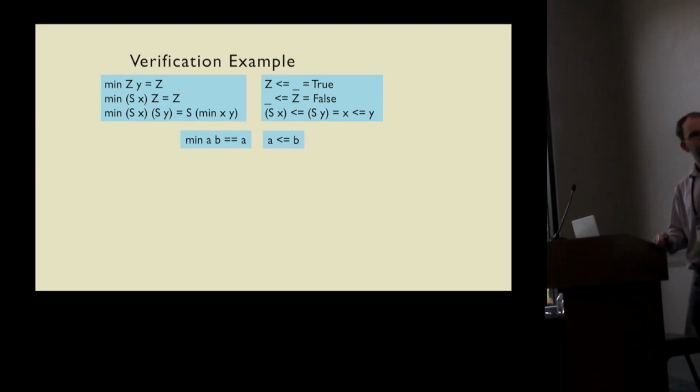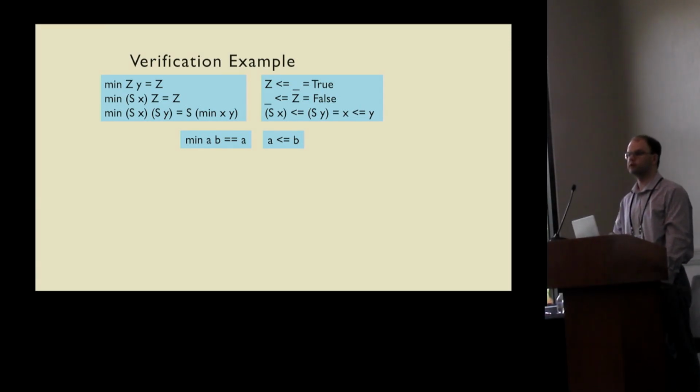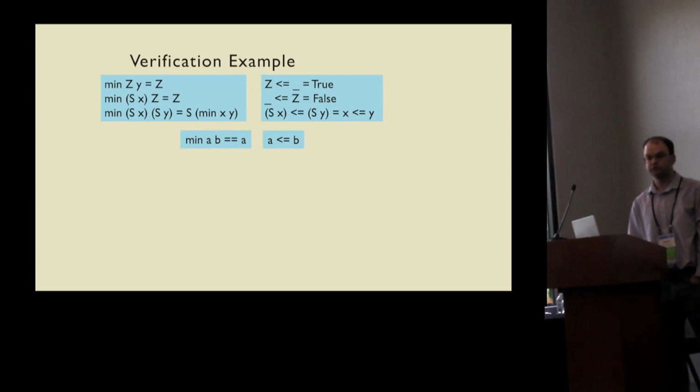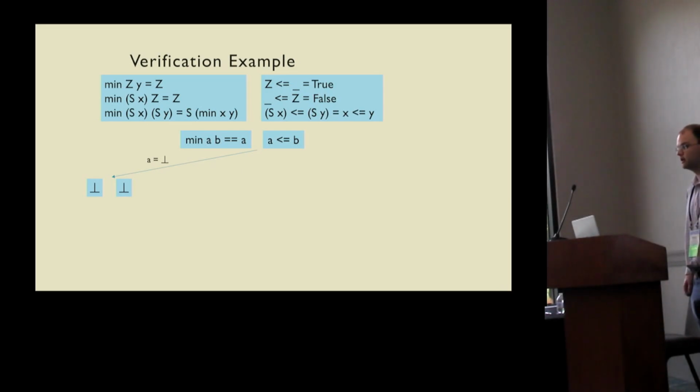Here I have two expressions, min a b equals a, and a is less than or equal to b. I'm going to try to prove that these are equivalent even with non-strict evaluation. So I'm going to consider that a could just be something that immediately calls error. In that case, both of these just immediately error. A could be 0. In that case, both of these are just immediately true.